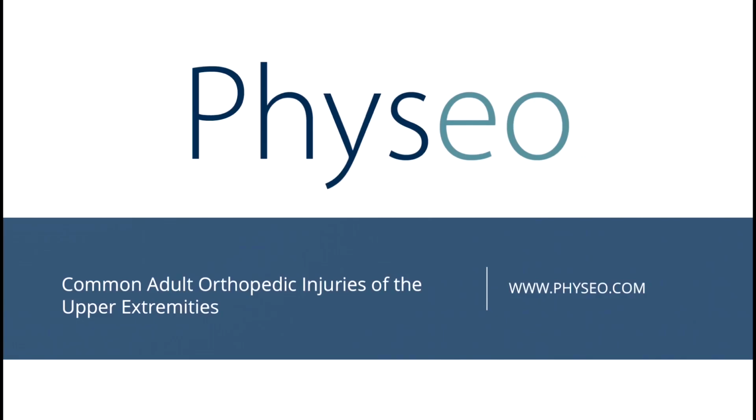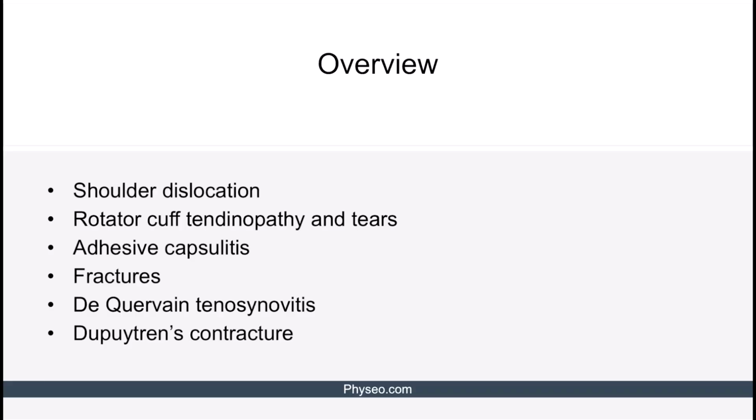Welcome to our video on common adult orthopedic injuries of the upper extremities. Let's get started. Here's our overview slide. Let's begin by discussing shoulder dislocation.